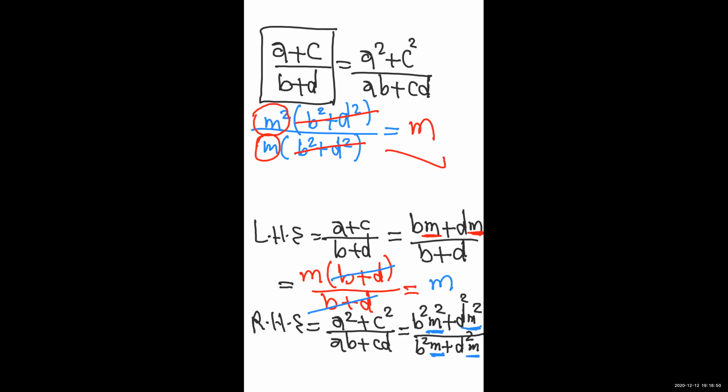So here the right hand side equals M and the left hand side equals M. So the left hand side and the right hand side are equal. Okay, so this is the proof. Are we clear about that?